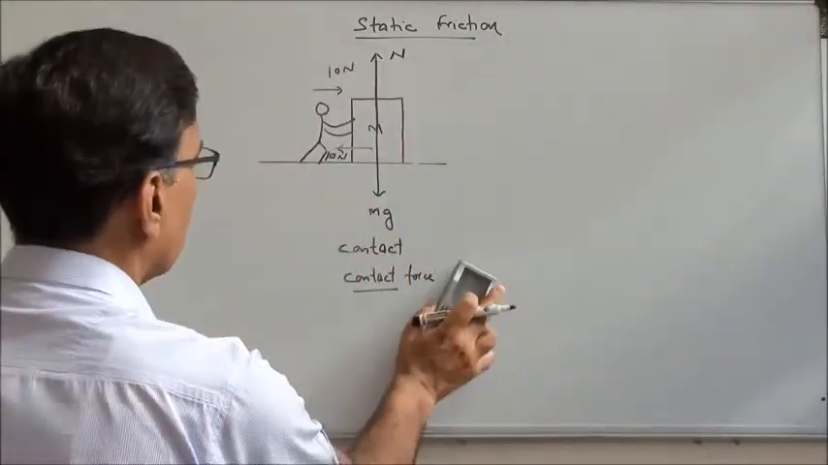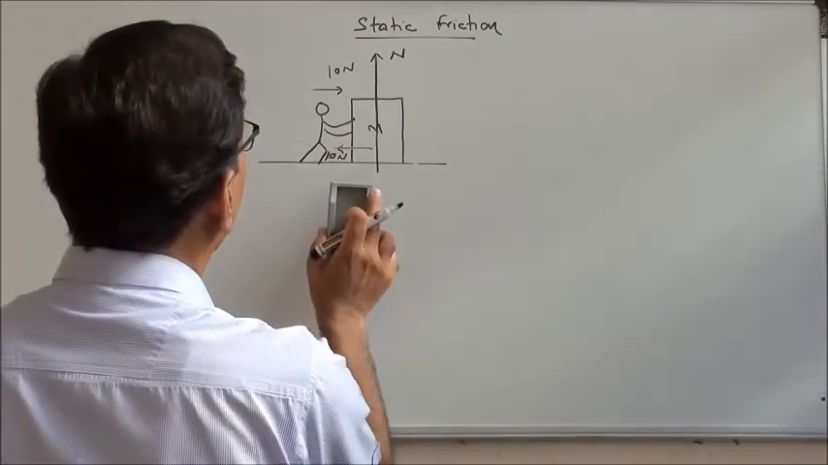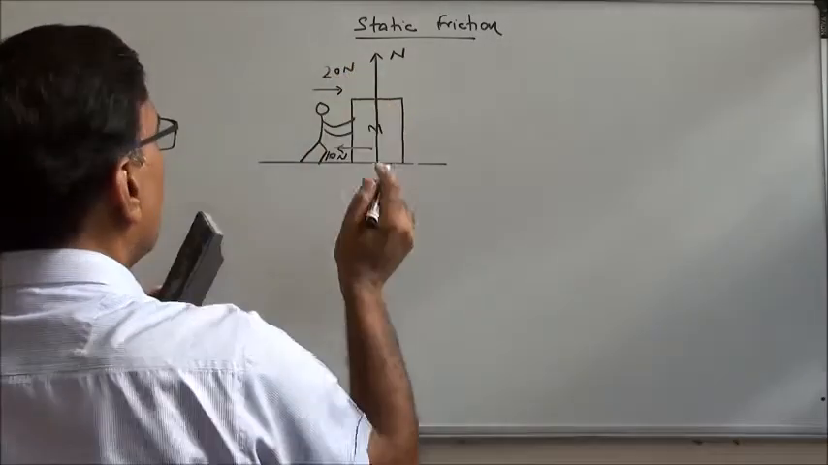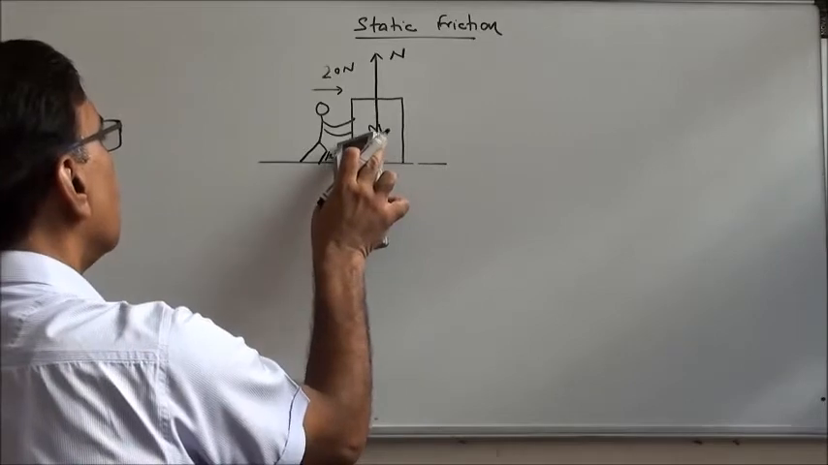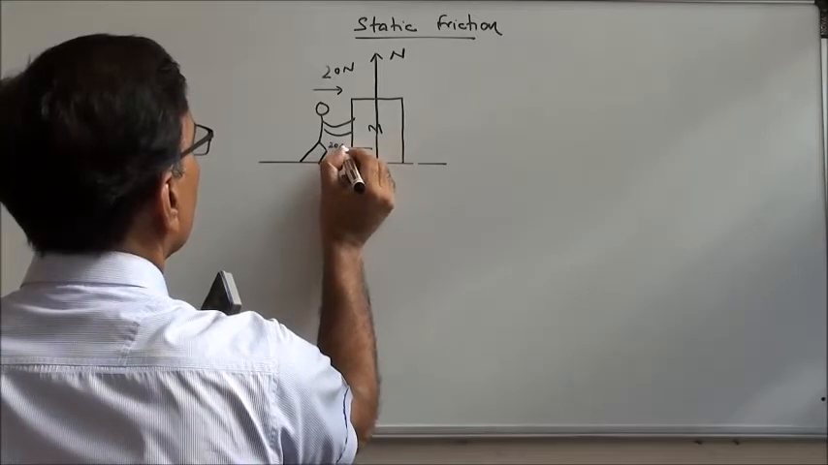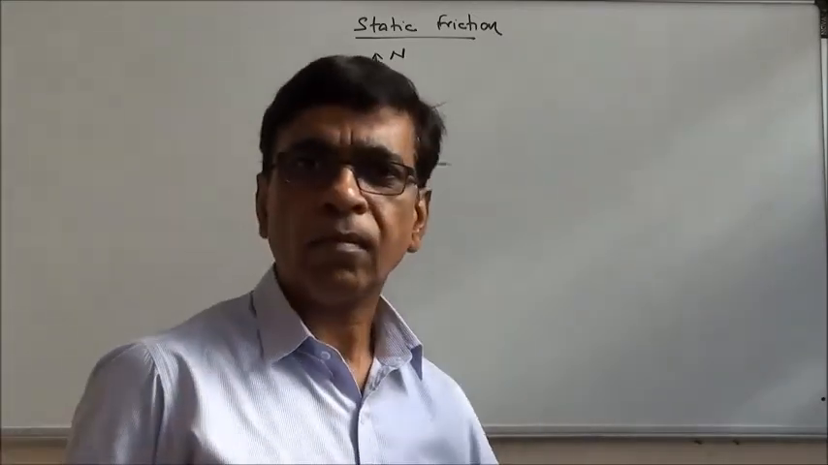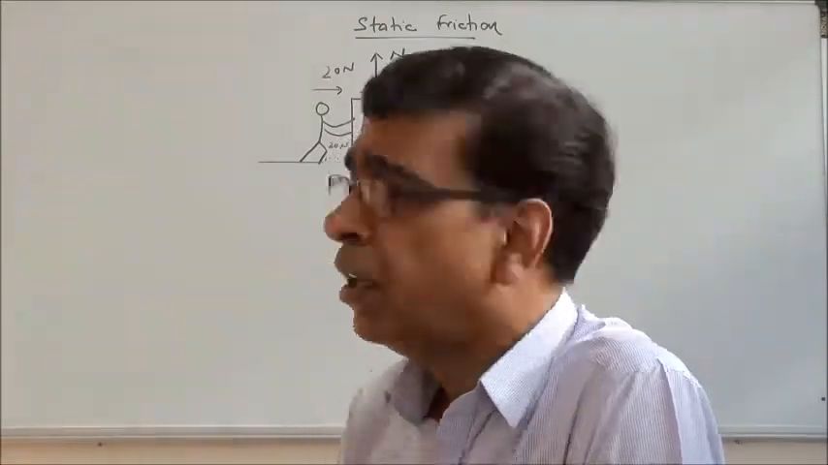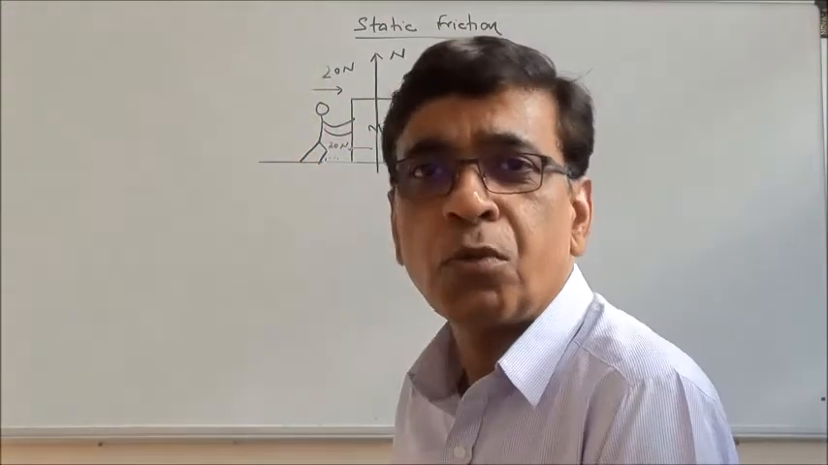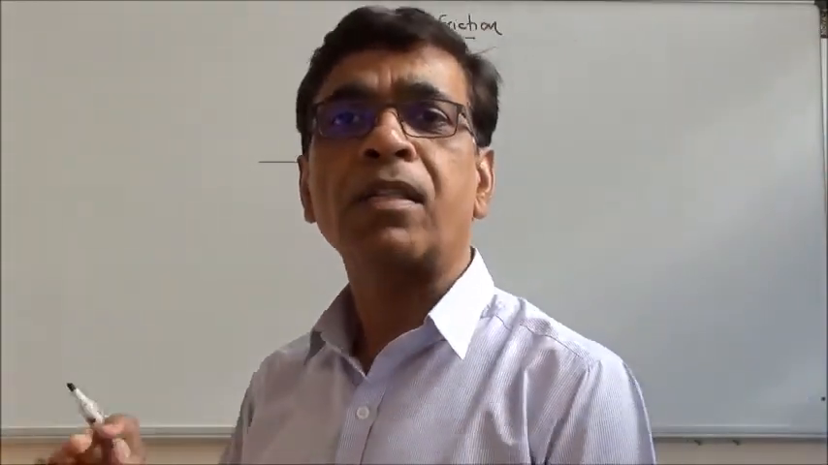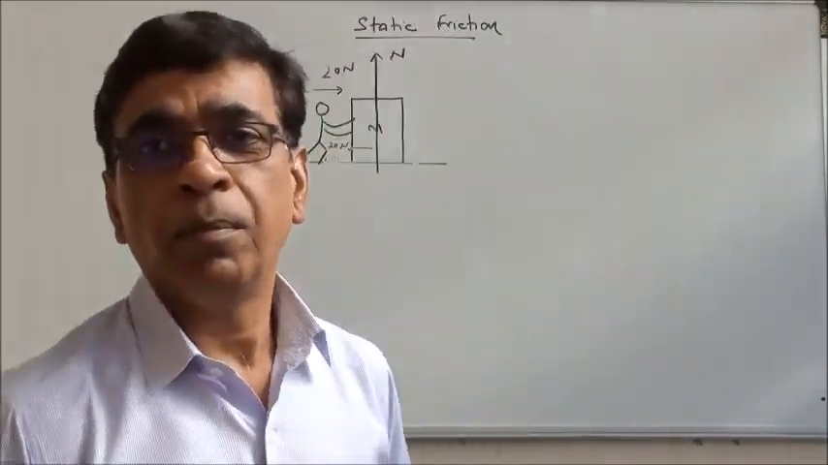Now imagine the situation that I increase this force to 20, and even now the body is not moving. What does it mean? That now that friction force is 20 Newton. Now the friction is 20 Newton, earlier it was 10 Newton, now it is 20 Newton. If I increase this force to 30 Newton and even then the body is not moving, it means the friction is 30. But a situation will come when this object starts moving. So that maximum frictional force is called limiting friction.